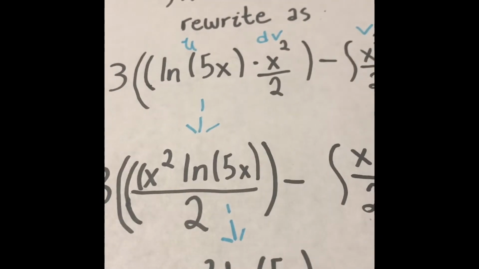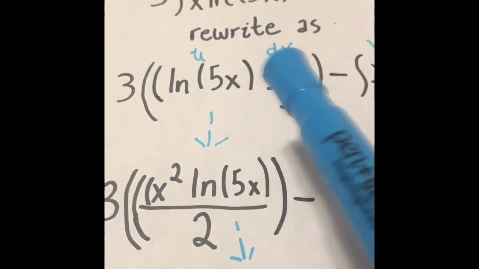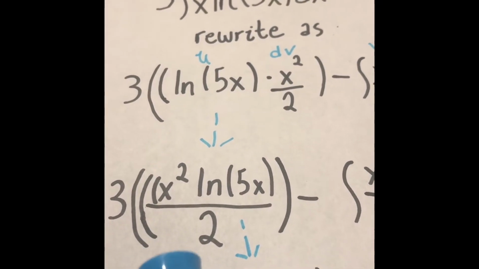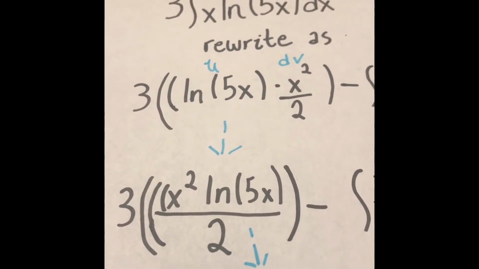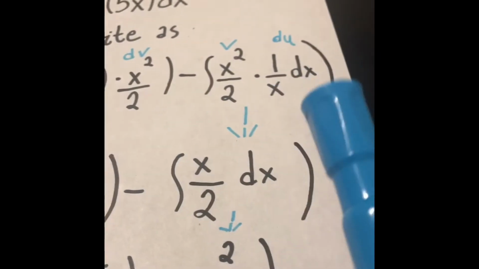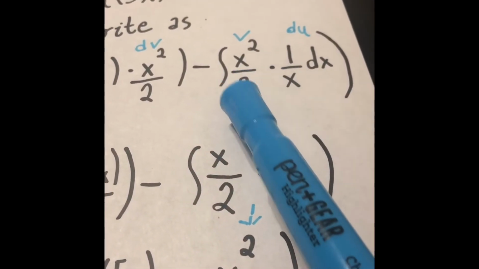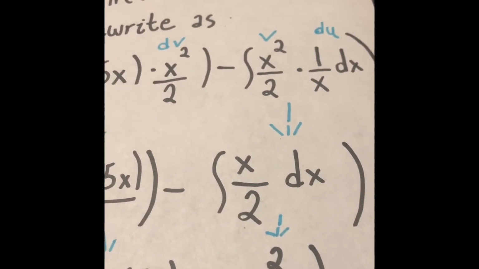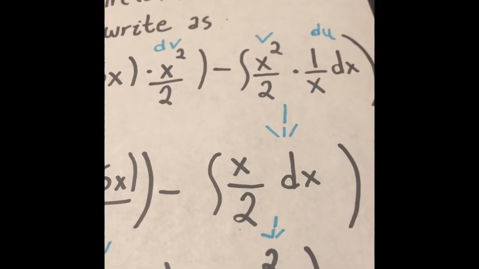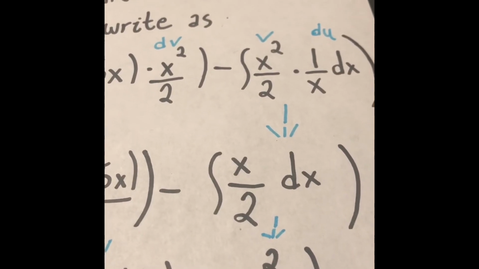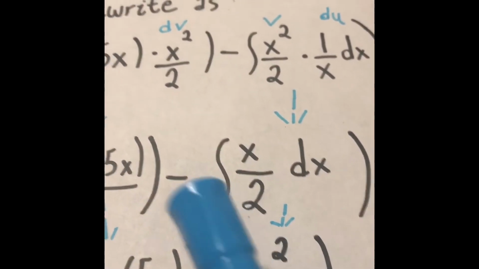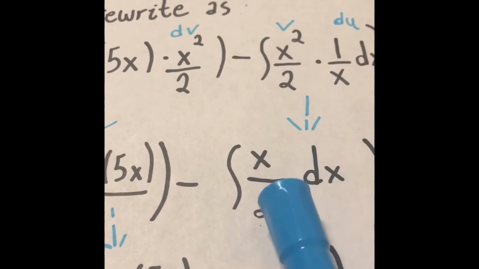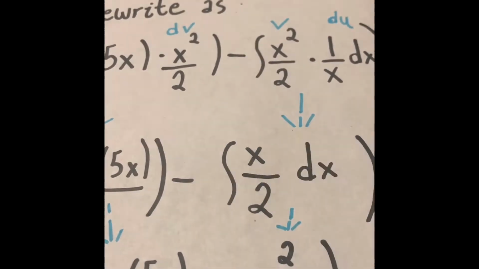So now I just simplify the first part up here, and that comes out to x squared ln of 5x all over 2, and then we subtract that integral again. So when we multiplied the x squared over 2 times 1 over x, we ended up getting x squared over 2x, and then when you simplify that down, it comes out to x over 2. So it's still minus that integral of x over 2. We didn't do anything yet, we just simplified.